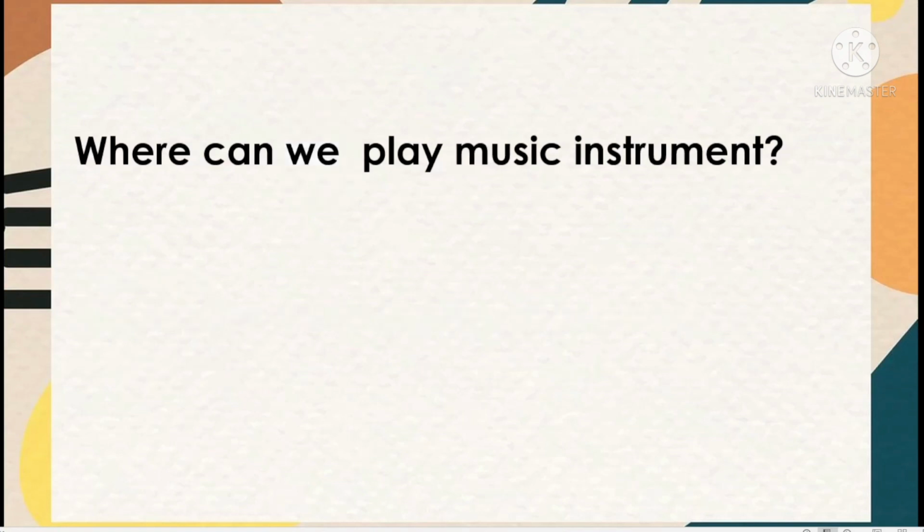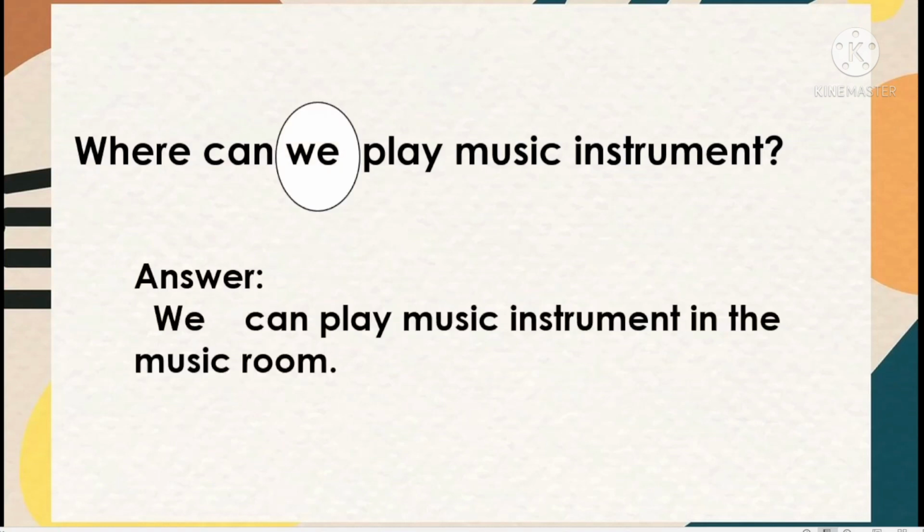Okay, next one. The next question, where can we play music instrument? Now we use we. We're talking about a plural form. There are a lot of people. Where can we play music instrument? Now here, since we use the word we in the question, we can use it as a noun. We can play music instrument in the music room. Okay? When we use you, you can answer with I. When we use we, you can answer using we.